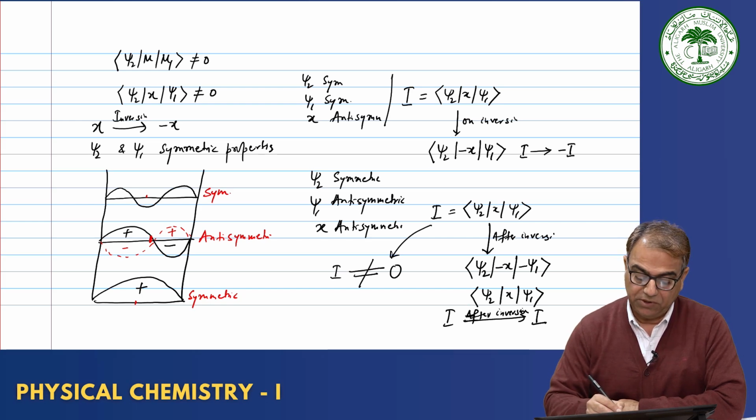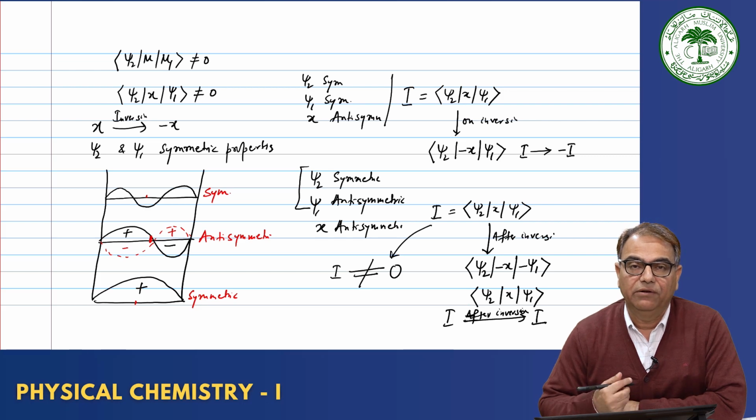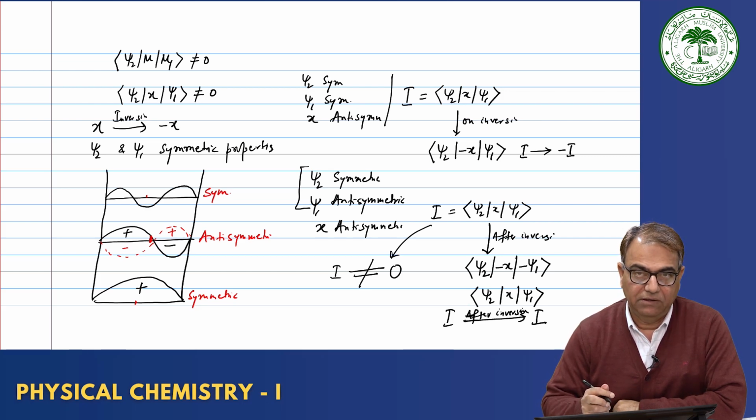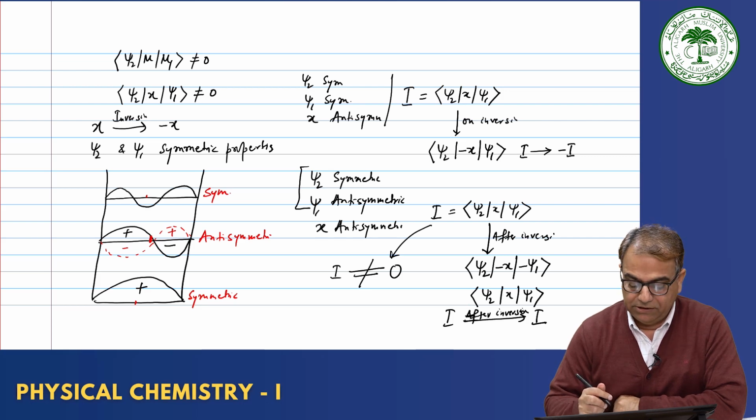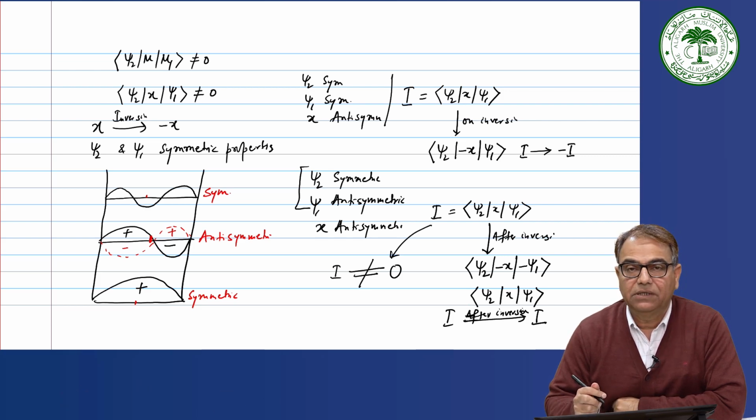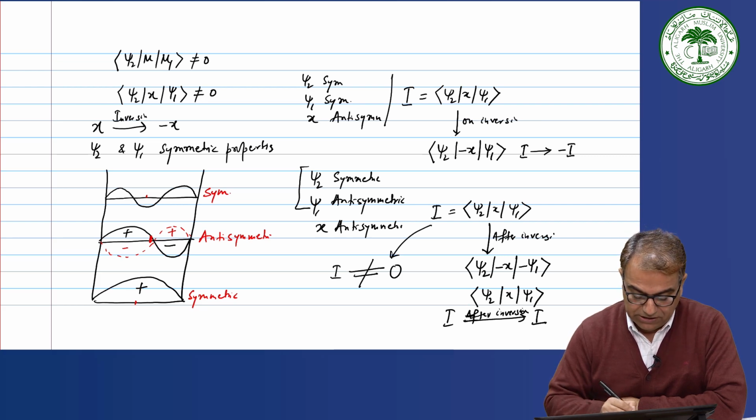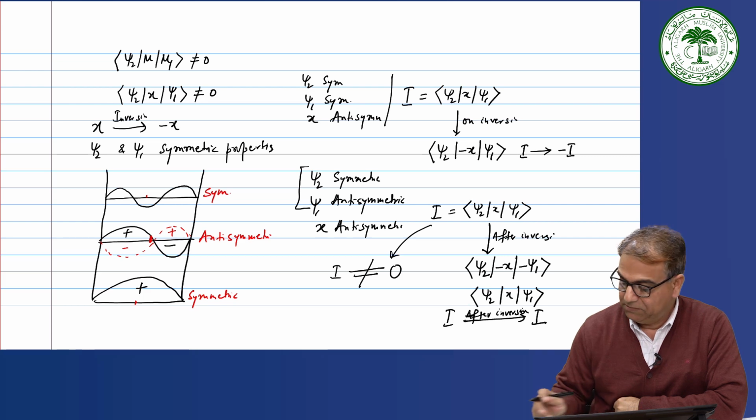So the transition is possible between two levels only when one of the levels is symmetric and another level is antisymmetric. Okay. Because only then the transition moment integral is not equal to 0. That is the condition, and what does it mean? It means what kind of transition is possible?